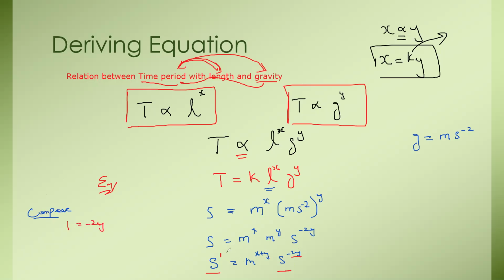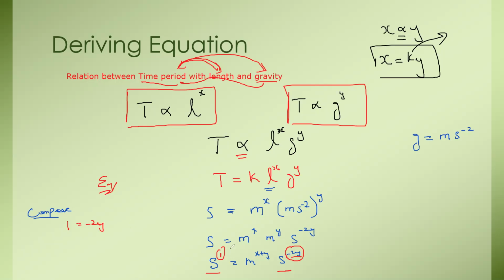Because on the left hand side, the power of the second is 1. On the right hand side, the power of the second is minus 2. So we have 1 on one side and minus 2 on the other. For this equation to be dimensionally correct, the power of the second on the left hand side should be equal to the power on the right hand side. So we can say that 1 should be equal to minus 2y.